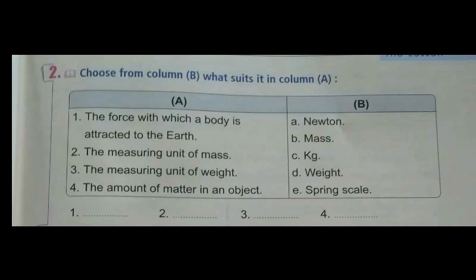Number 2. Choose from column B what suits it in column A. Number 1: the force with which a body is attracted to the earth. The options are Newton, mass, kilogram, weight, spring scale. The answer is weight, number D.